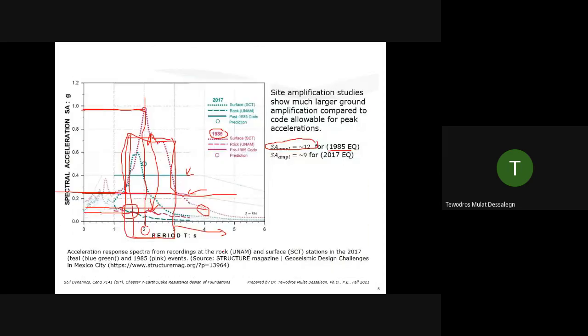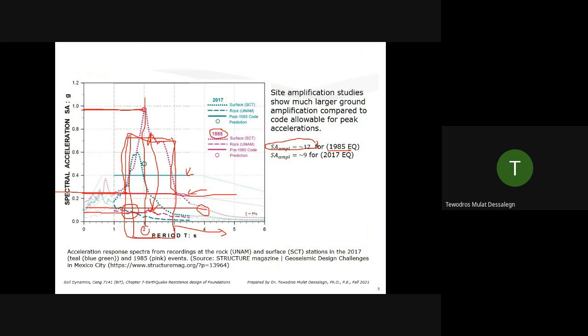So we looked at 1985, but after 1985 the code improved. Engineers in Mexico got together, they got some advisors maybe from other countries. And in 2017, they improved the code after 1985, and see now what they are recommending. They are recommending to design it at least for 0.4. They raised it from 0.25 to 0.4.